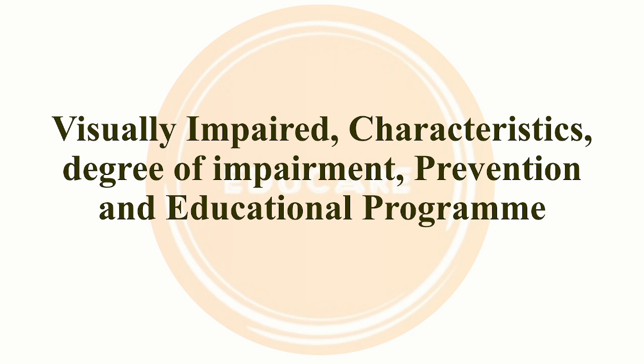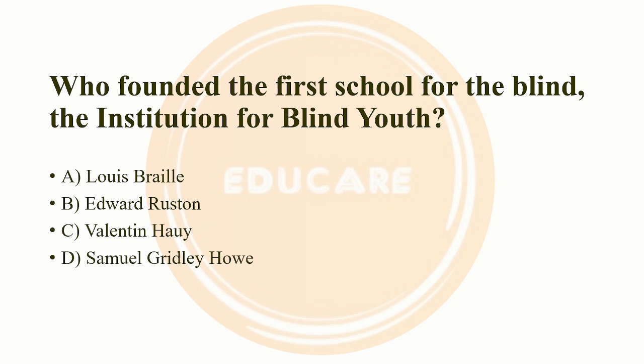Educational program. In this video, we will solve 100 MCQs related to this. The first MCQ is, who founded the first school for the blind, the Institute for Blind Youth? Option: Louis Braille, Edward Ruston, Valentin Haüy, Samuel Gridley Howe. The answer to this question is option C, that is Valentin Haüy.